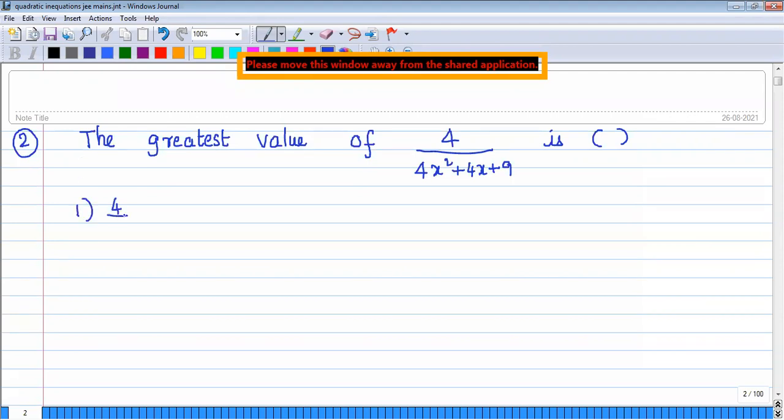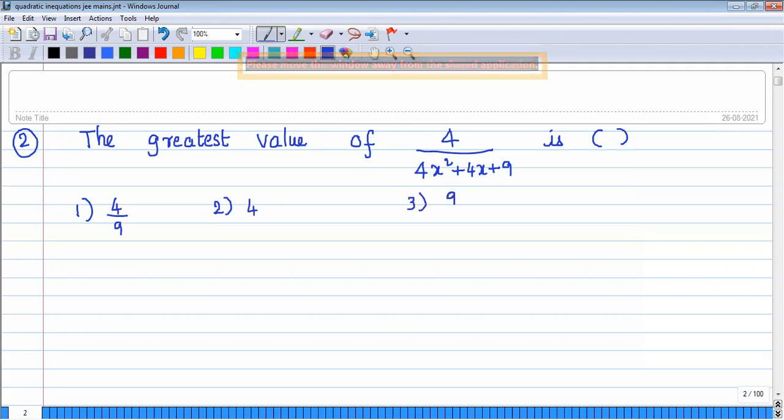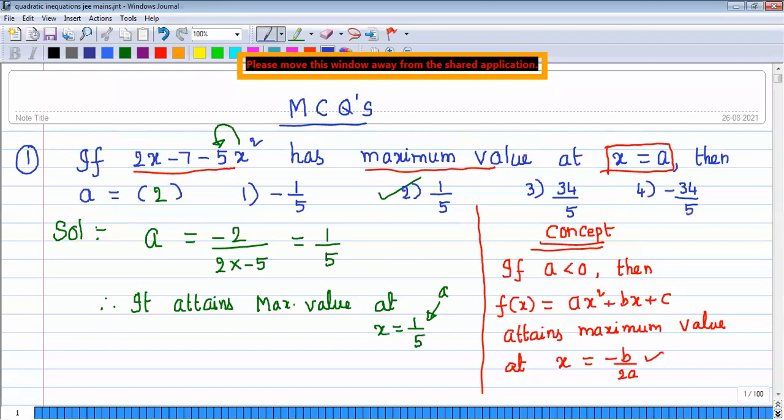First option 4 upon 9. Second option 4. Third option 9 upon 4. Fourth option is 1 upon 2. Okay, first note down this question and read the question carefully and try to understand the concept. Then I will go to the today's first question.